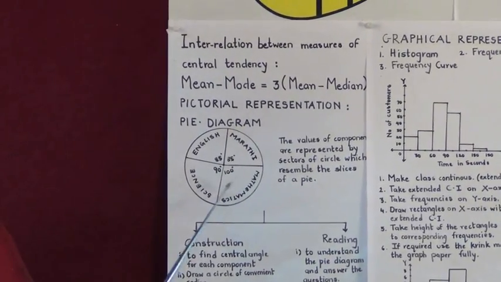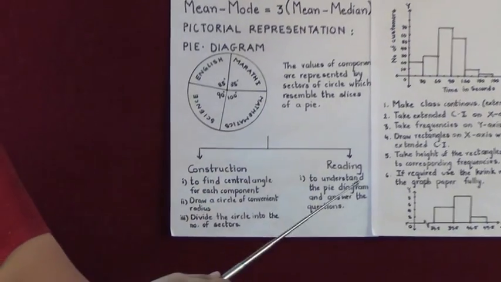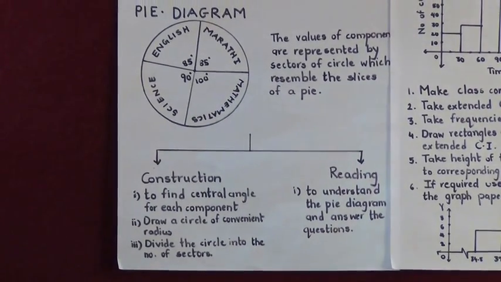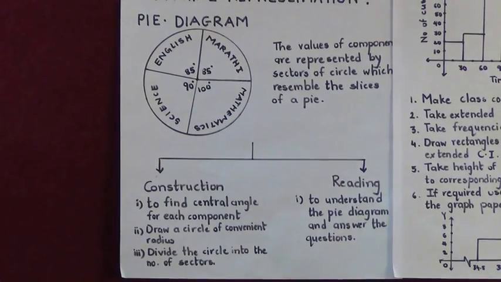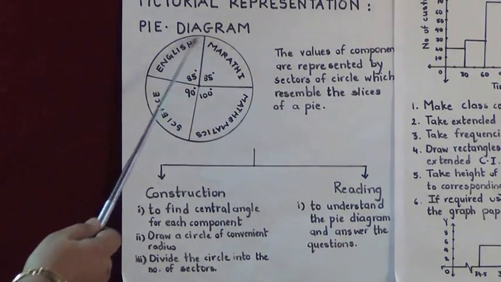Pie diagram can be understood in two ways. Either you have to construct the pie diagram, or a pie diagram would be given to you. You have to read the pie diagram, understand it and answer the questions which are given for the sum. What is a pie diagram?